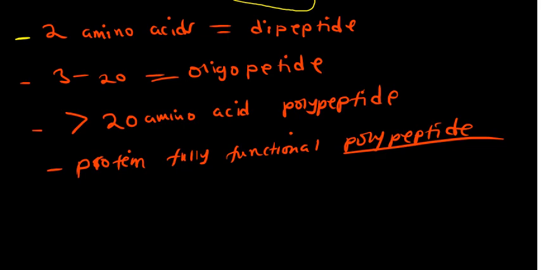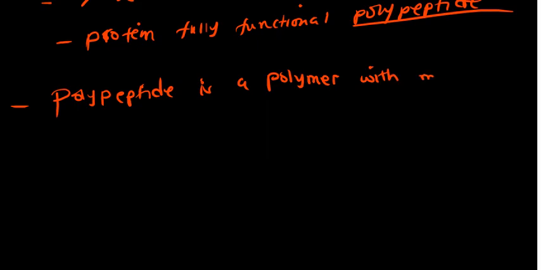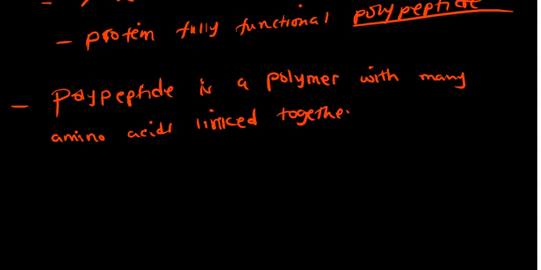So how can we even define a polypeptide? A polypeptide is a polymer with many amino acids linked together via peptide bonds. So peptide bonds link amino acids to form a polypeptide.